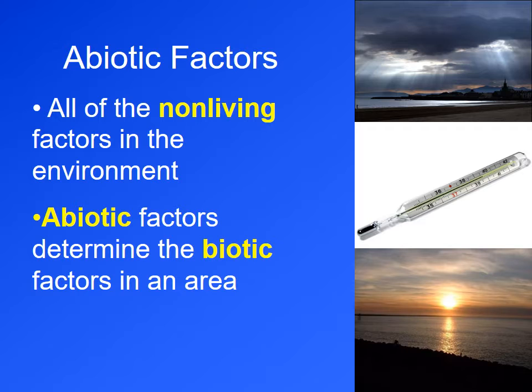For example, we have sunlight in the top picture. Without sunlight, we couldn't have plants. So the absence of the sunlight would mean no plants. We also have temperature. If the temperature is not right, you will not have liquid water, and that would certainly affect life. So the abiotic factors determine the biotic.